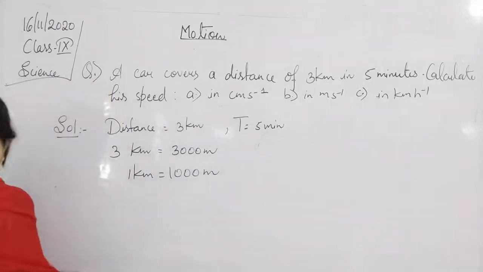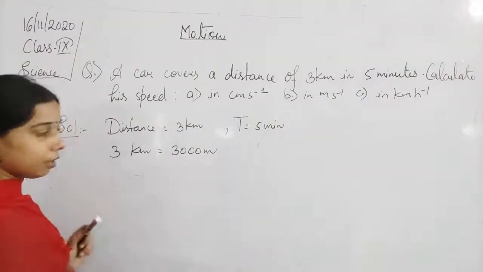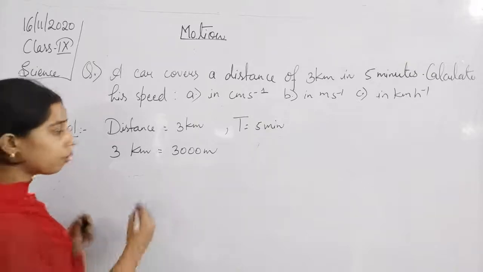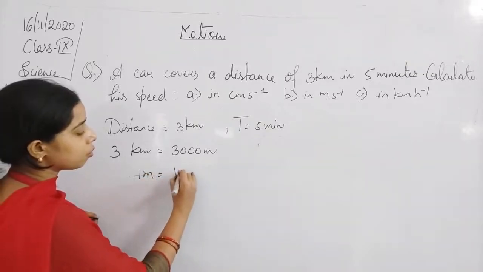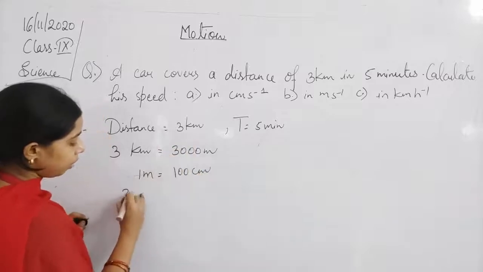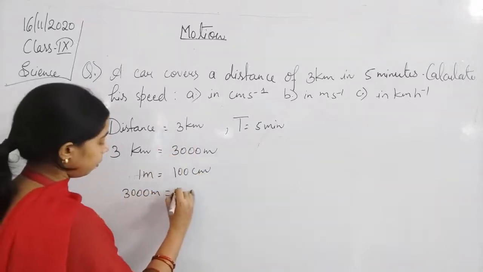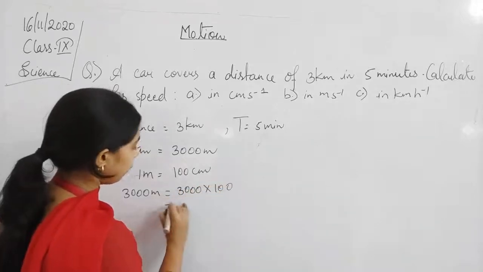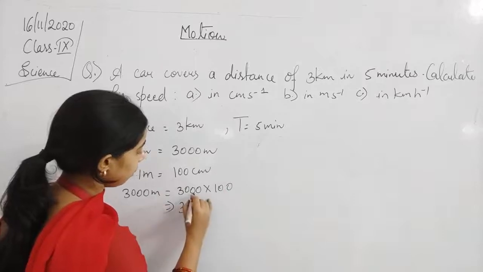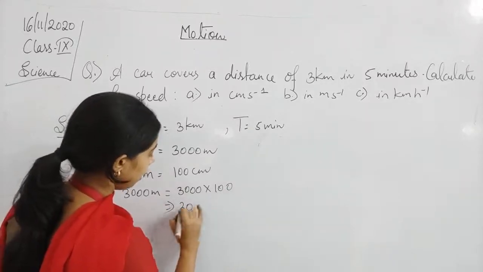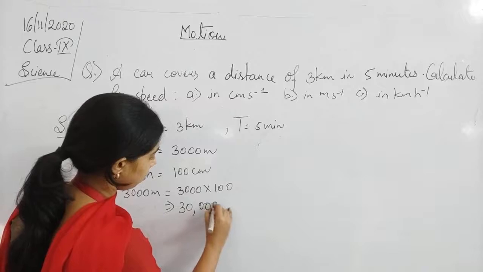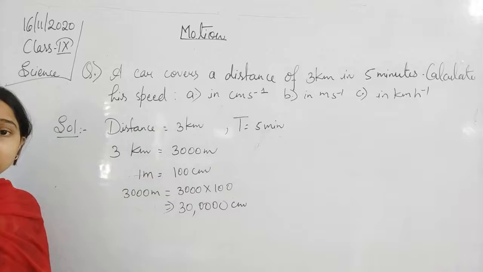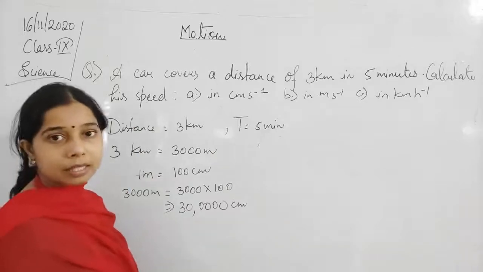Now it is converted to meter. Now 3000 meter is equal to how many centimeters, students? We know that 1 meter is equal to 100 centimeter. So 3000 meter will be equal to 3000 into 100, that will be equal to 3 lakh centimeter. Okay, now this is the value that we get for the distance in centimeter.